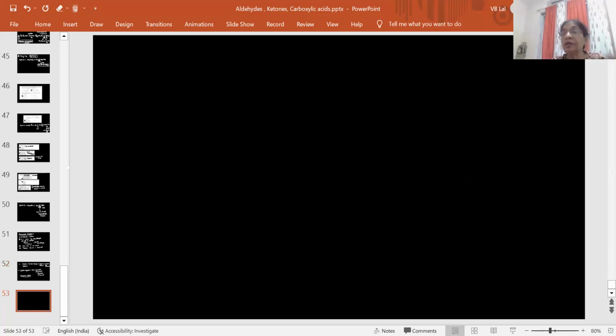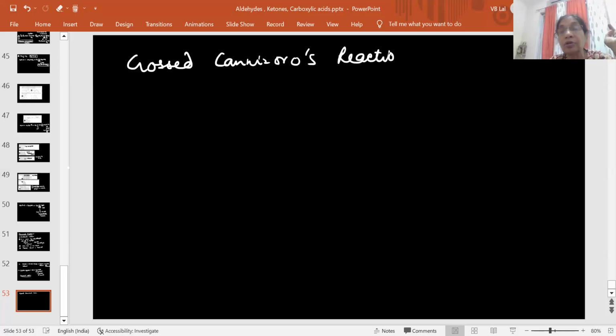Now the next reaction that you need to understand here is the crossed Cannizzaro reaction. What is the meaning of crossed? Crossed aldol is when, in the bimolecular reaction, there are two different aldehydes or ketones. So this is the crossed Cannizzaro reaction. In the crossed Cannizzaro reaction, we take two different aldehydes, both of which do not have alpha hydrogen.